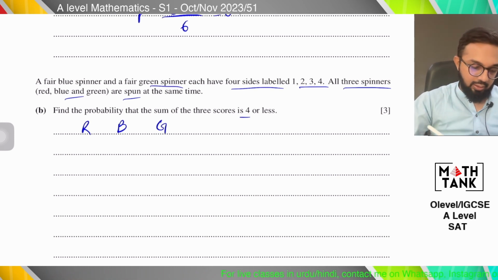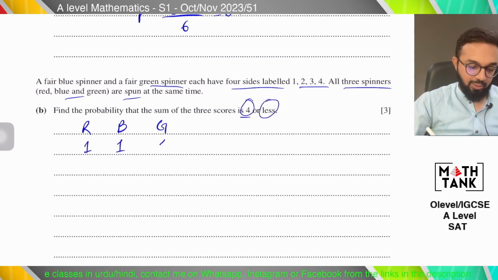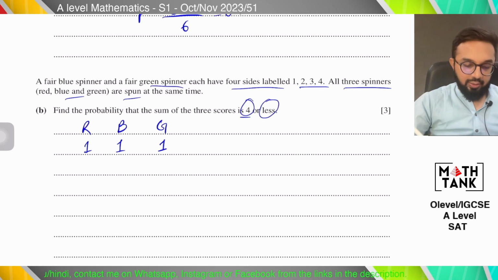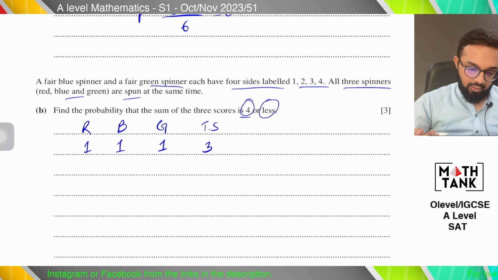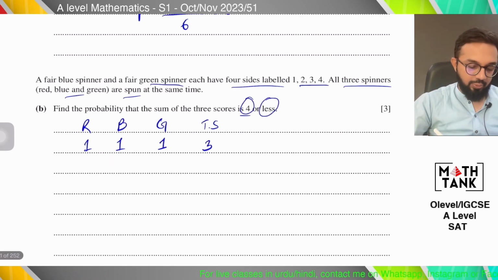So for red, let's say I want 4 or less. I'm going to start with the lowest score possible: 1, 1, 1. That's a total score of 3. So the total score can be 2, 3, or 4. So 1, 1, 1. Then I keep this as 1, I change this to 2, and this should be 1. So that's a total score of 4.